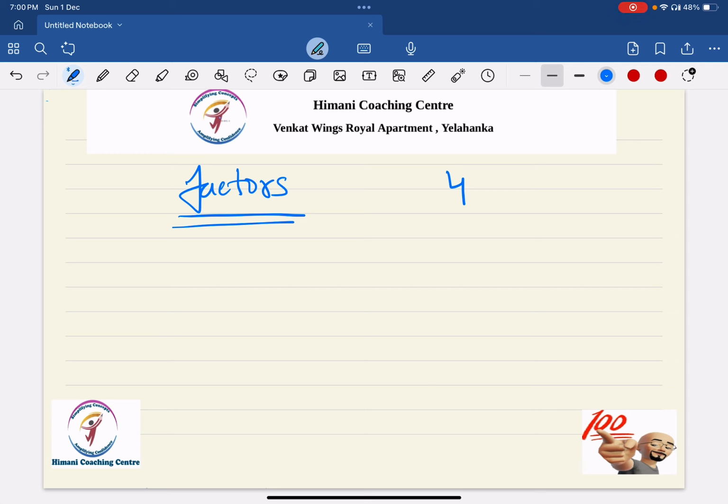So we will say factors of 4 are 4 and 1, and then we will say okay, 2 times 2 gives us 4, so that means 2 is also a factor. Okay. Then 3, in the table of 3 we don't get 4. 4 we have already discussed. So factors of 4 are 1, 4 and 2, and hence 4 is a composite number.